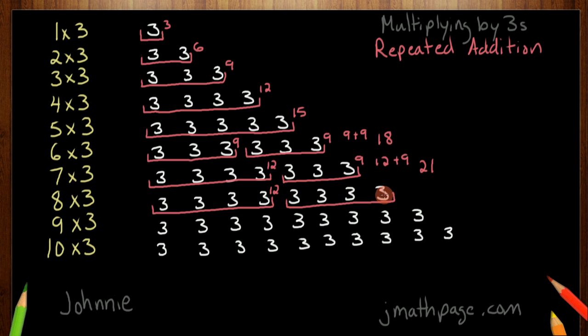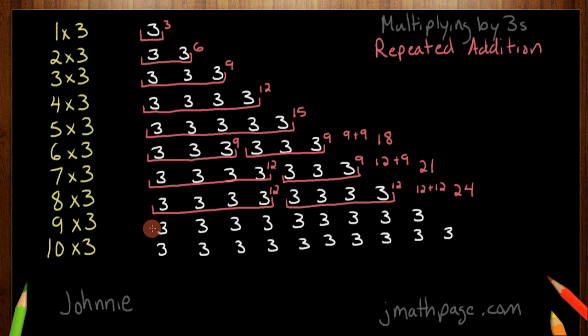1, 2, 3, 4. This is also 4 3's. This is also 12. So I can think of 8 times 3 as 12 and 12 more. 12 and 12 more make 24. What about 9 times 3?